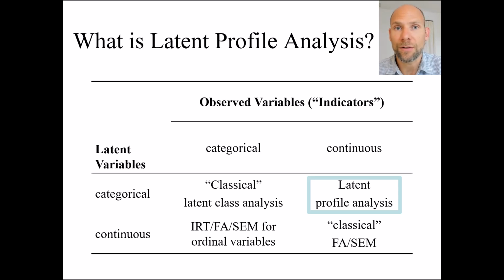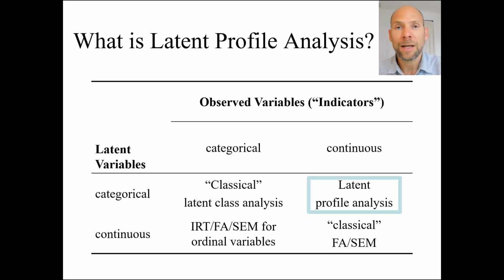Also, there are methods of factor analysis for binary and ordinal variables that can be used that are similar to item response theory models, but are in the tradition of factor analysis and structural equation modeling, SEM. And then finally, we have classical factor analysis and SEM for continuous indicator variables. And also there we have continuous latent variables. So now you can see how latent profile analysis relates to other types of latent variable models.